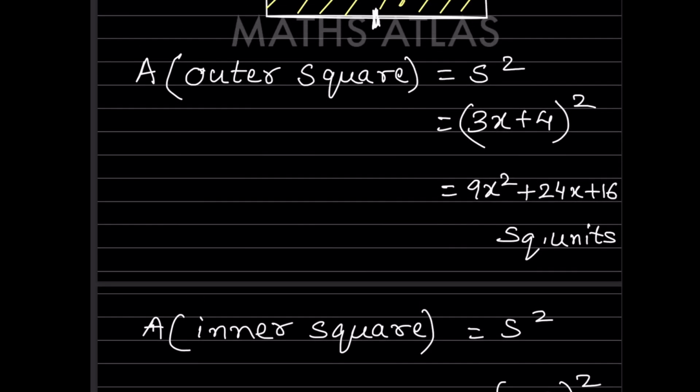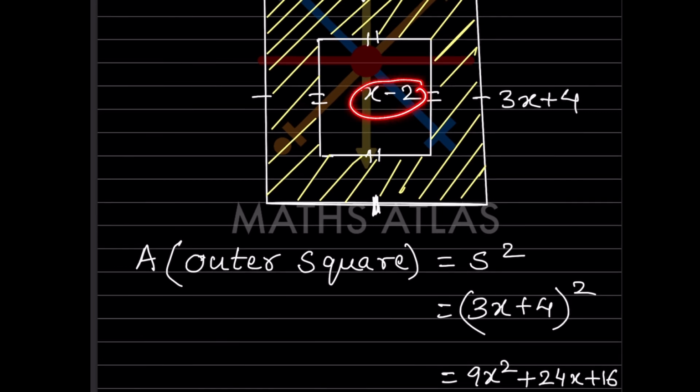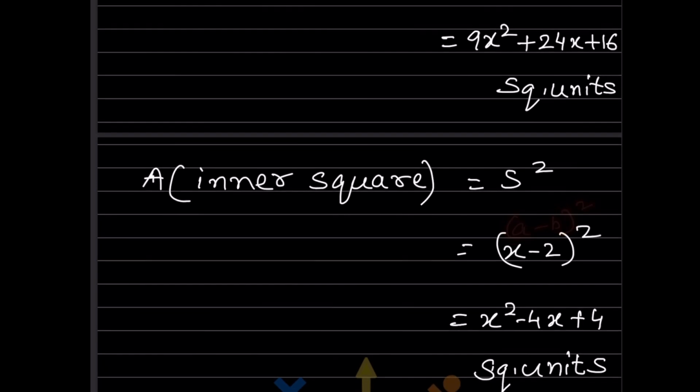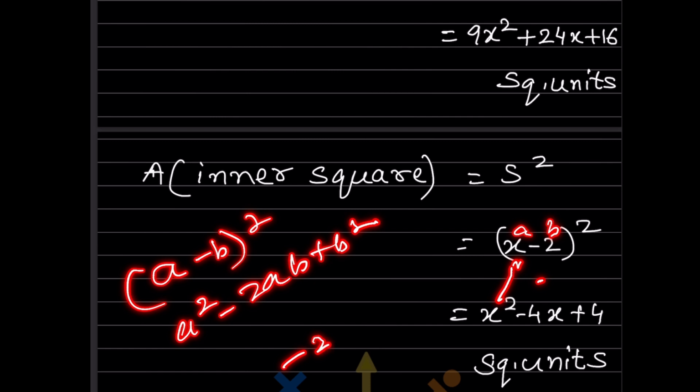Now we will take the inner one. Again the same formula, because that is also a square, and the side is given as x minus 2. So this is in the form of (a minus b) whole squared, which is a squared minus 2ab plus b squared. So a squared means x squared, minus 2ab, with a as x and b as 2, so it is minus 4x. And b squared means 4. So this is in square units.